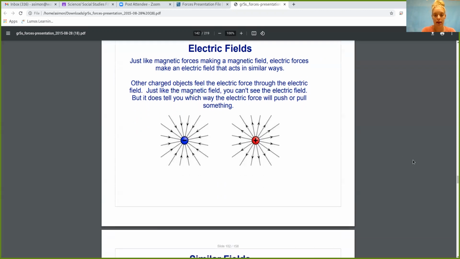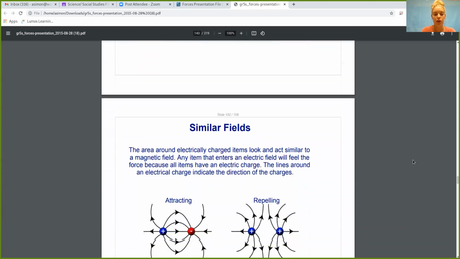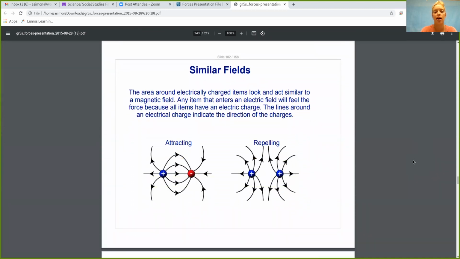All right, moving on. Similar fields: the area around electrically charged items looks and acts similar to a magnetic field. Any item that enters an electric field will feel the force because all items have an electric charge. No matter the item, all items have an electric charge. Go ahead and put that down in your notes: the lines around an electrical charge indicate the direction of the charges.